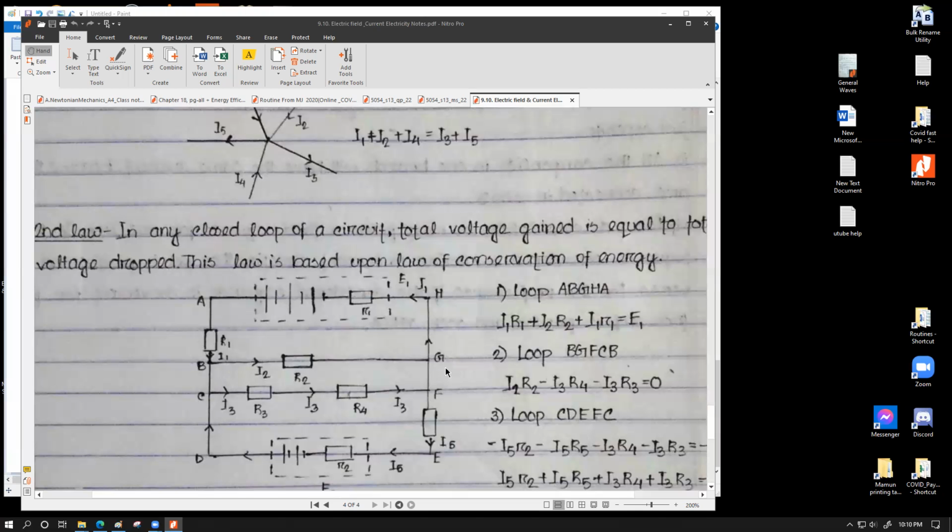Now have a look at this loop. Do we have any source within this loop, BGFCB? Within this exclusive loop, do you see any source? No, sir. We don't see any source. So it equals 0.